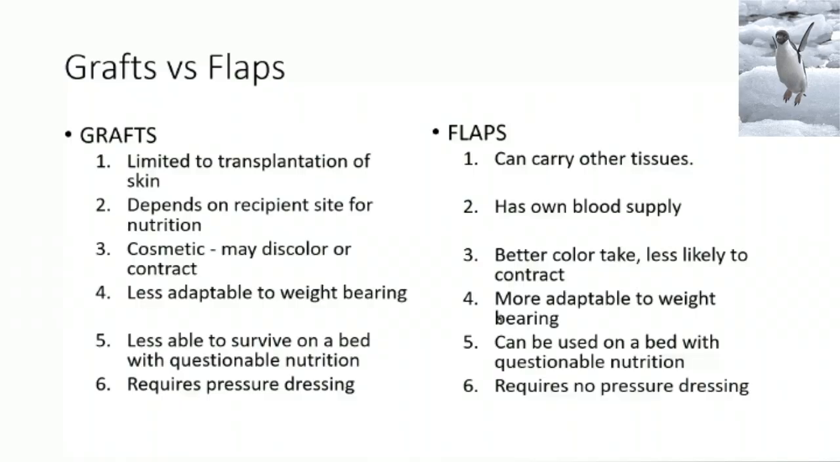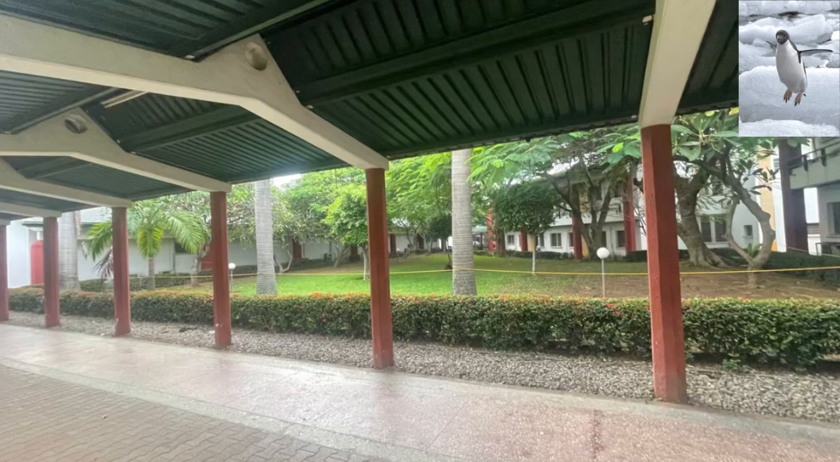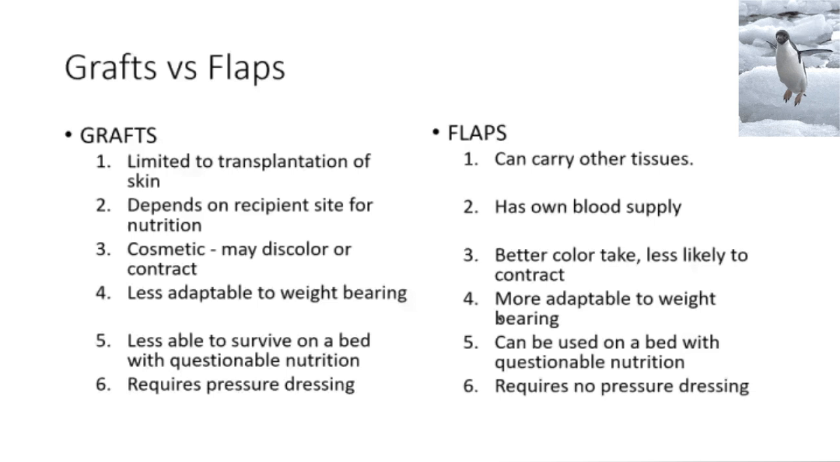And grafts are less able to survive on a bed with questionable nutrition. For example, if you have a bed that has bone without periosteum on it, or when there's an implant and there's no source of blood supply on the bed of the wound defect, a graft is less likely to survive there. And flaps can be used on a bed with questionable nutrition. And grafts require pressure dressing to anchor them to the recipient's bed, while flaps do not require any pressure dressing.